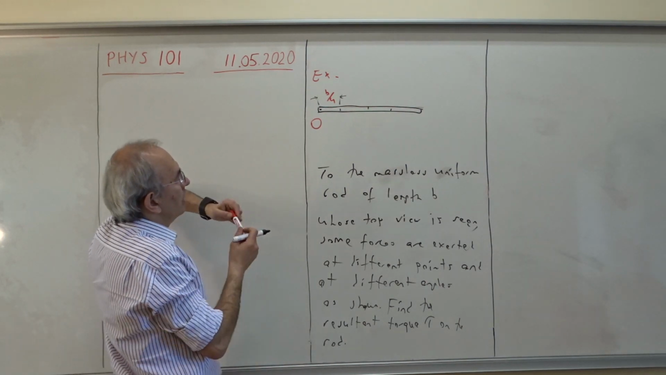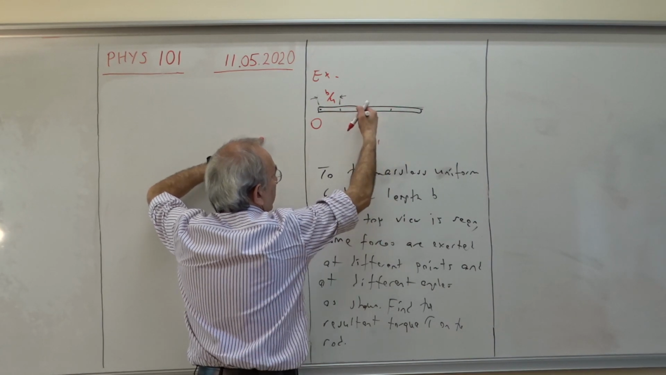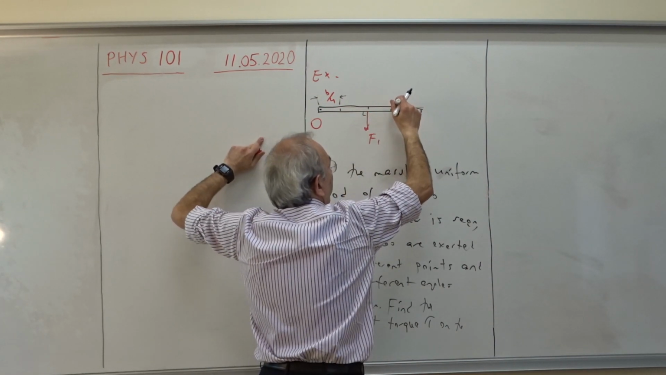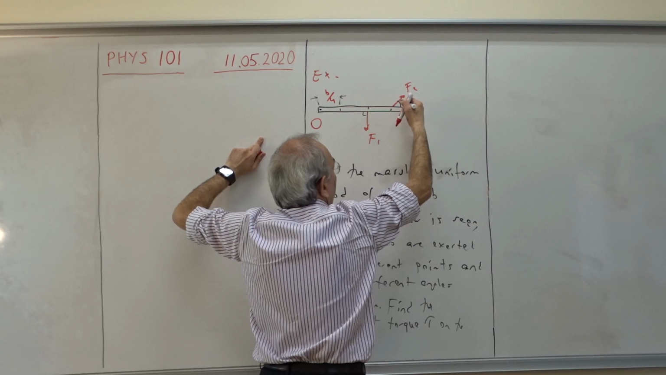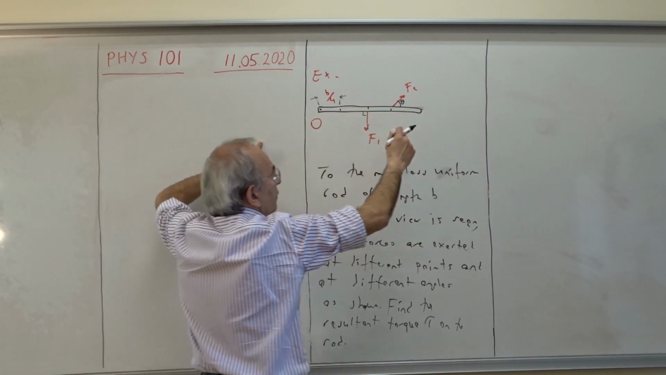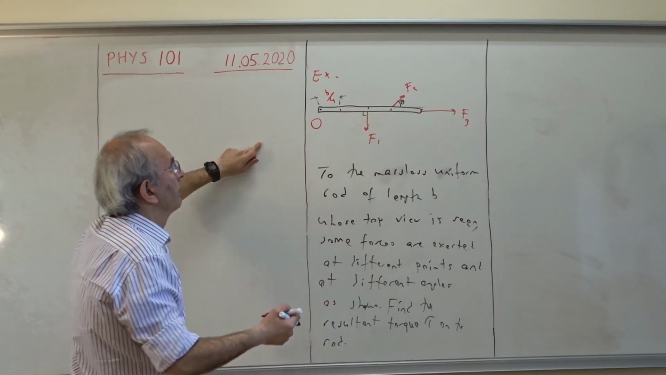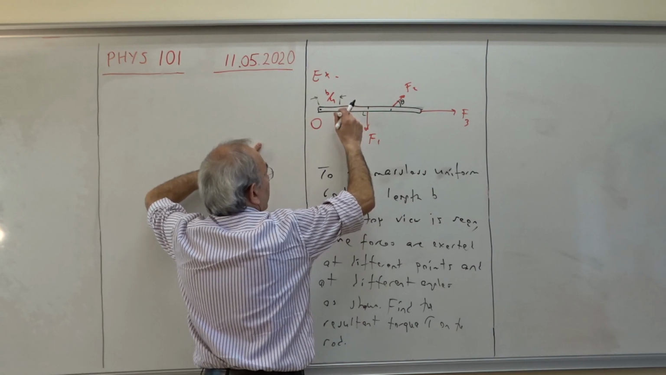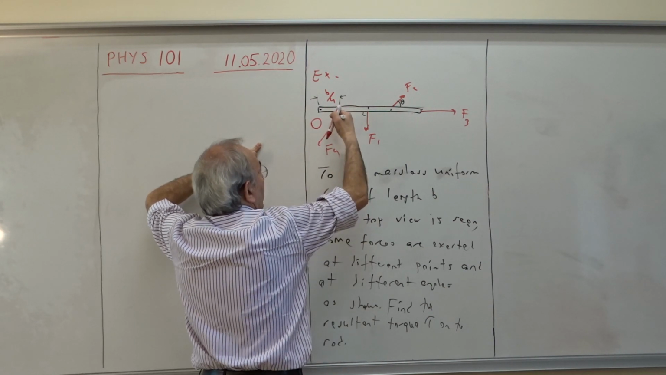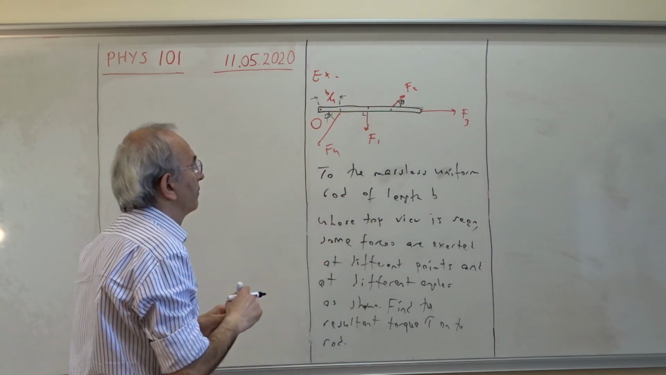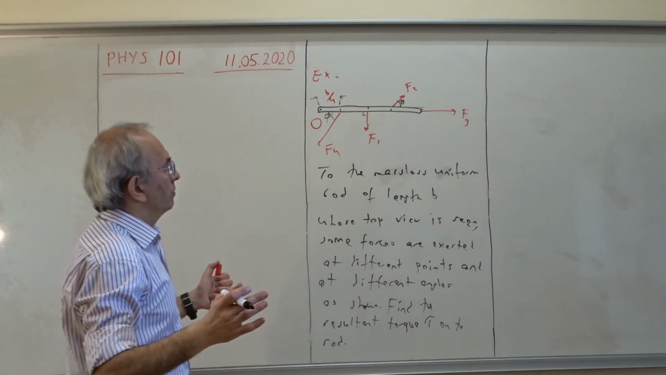Second thing is, let's show some forces: F1 at right angles, F2 at an angle, let me call it theta. This one F3, but there's no angle. And F4, this is the angle phi, for instance. So find the resultant torque.